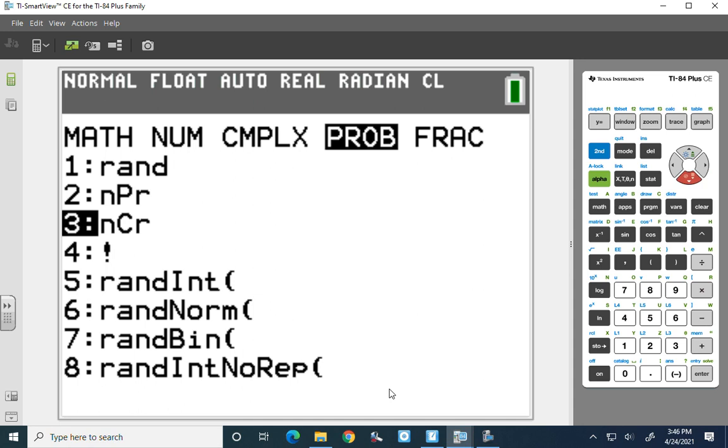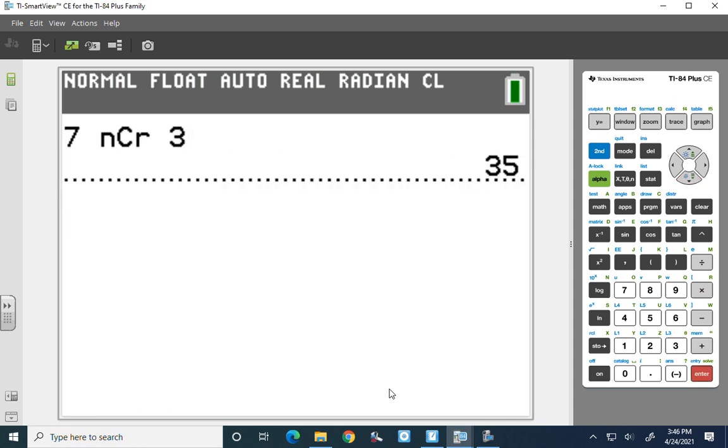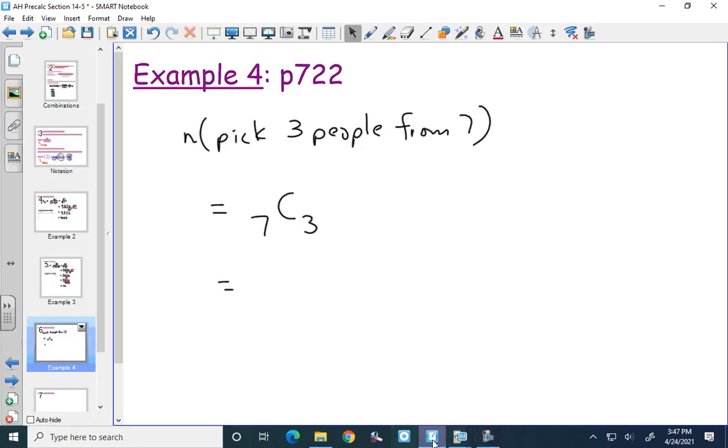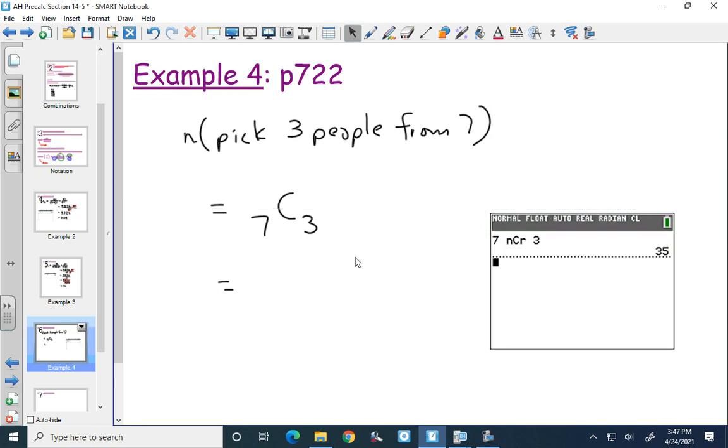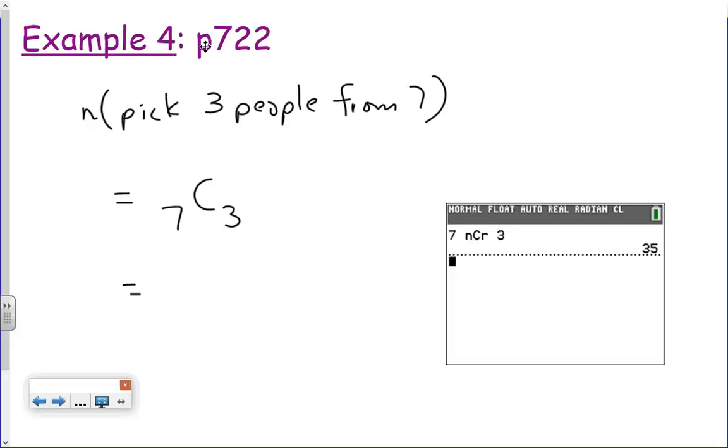And again, as long as these are small numbers that we're dealing with, like we have here, your calculator is going to handle this just fine. As these numbers get big, though, you have limitations on factorials, and you're going to have limitations there on combinations and permutations as well. So this turns out to be 35. So there are 35 different ways that we can do that. 7 people to pick from, we're only going to pick 3, 35 different combinations of people that we could have on that committee.